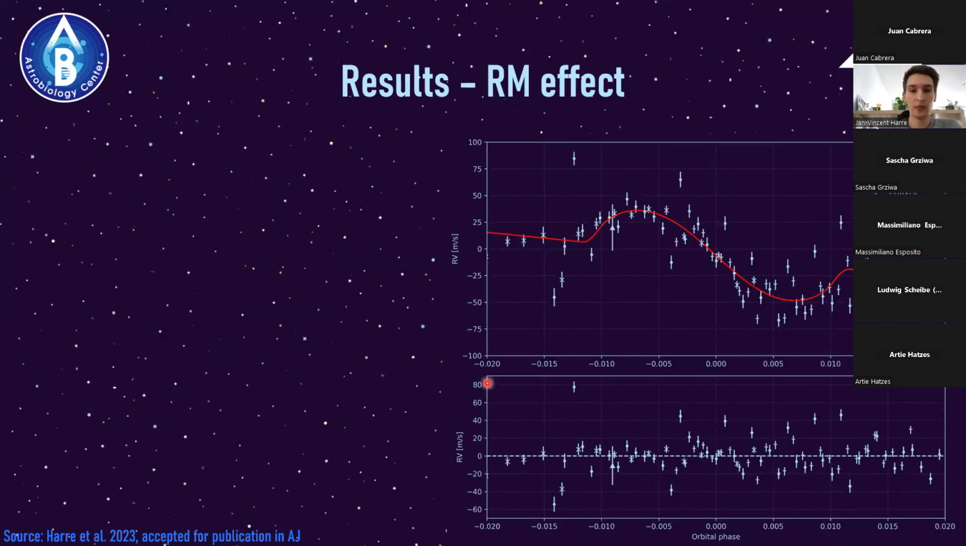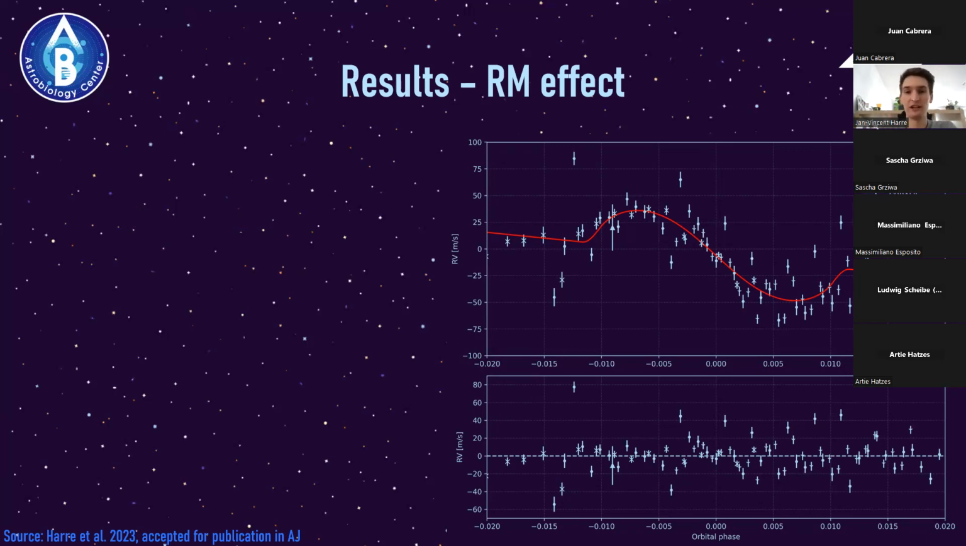Okay, so now what we see here is the Rossiter-McLaughlin anomaly in our radial velocity curve, so radial velocity on the y-axis and orbital phase on the x-axis. However, this is zoomed in quite a lot again, ranging only from an orbital phase of minus 0.02 to plus 0.02. So this is really just the middle part of the radial velocity curve, which we have just seen.